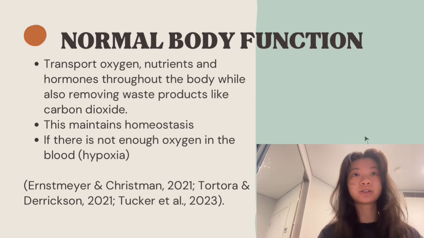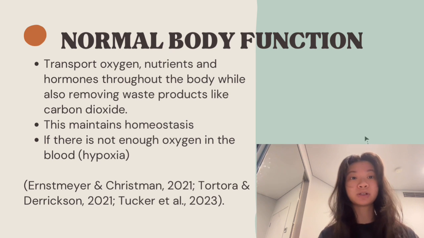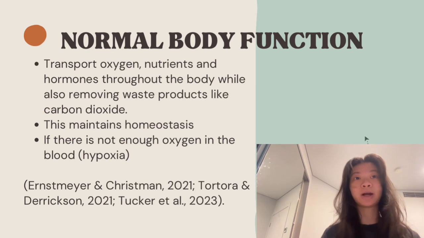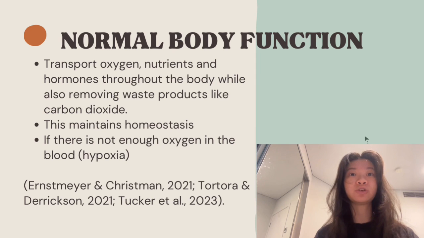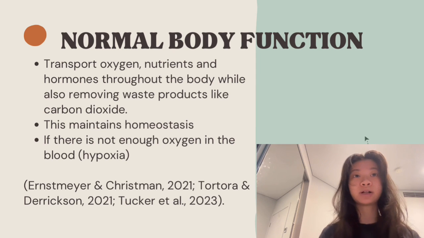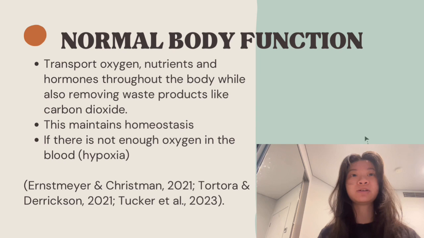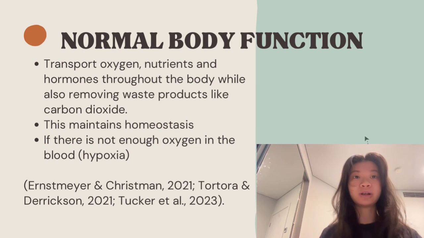So the normal body function. The cardiovascular system is made up of the heart and the blood vessels and blood, and it's to transport oxygen, nutrients, and hormones throughout the body, while also removing waste products like carbon dioxide. This maintains homeostasis by making sure that every cell, tissue, and organ in the body has enough blood and oxygen to function properly, and by controlling the blood pressure. If there's not enough oxygen in the blood, it can cause anxiety, confusion, and restlessness, and if it worsens, a patient might lose consciousness. This is called hypoxia.